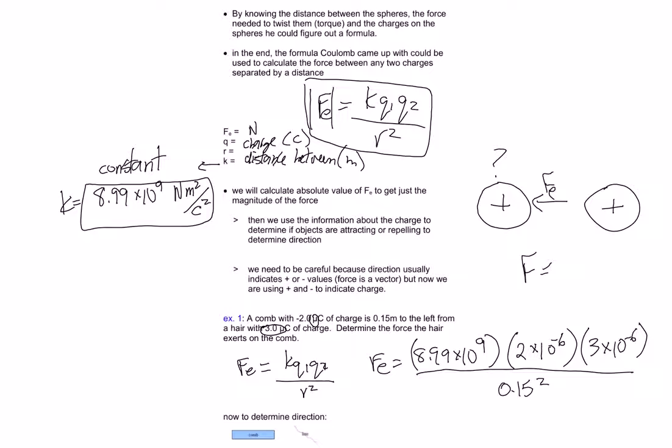Okay, so plug everything in, and like I said, it's important. Don't worry about the positive or negatives. That's going to be dealt with later.